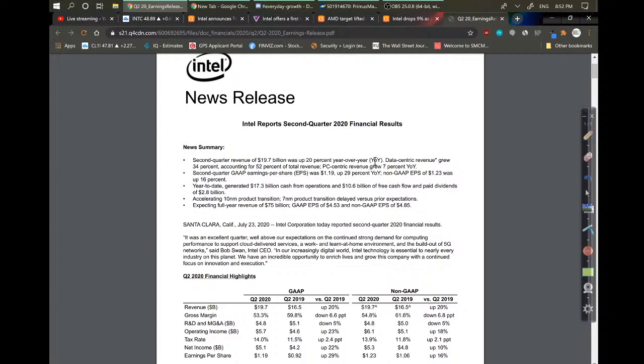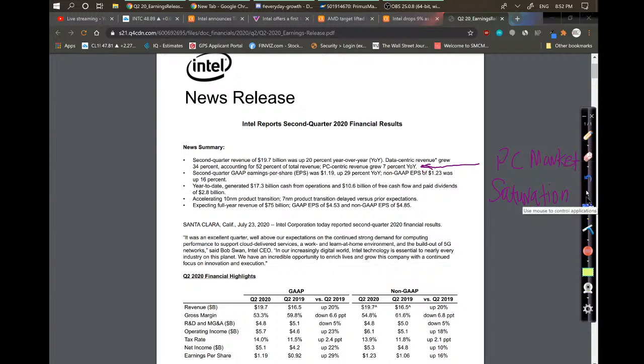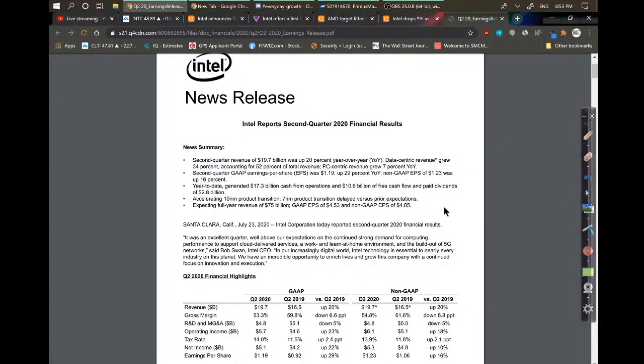PC-centric revenue grew 7%. This is important because you can see how much PC revenue grew versus the rest, which shows you that the PC market is approaching saturation. All those gamers and so on. Remember, there was a gold rush at some point for everybody to buy chips. Now that market is slowly saturating. Everybody has chips, and there's only a certain amount of chips that people will buy per year. So we're approaching full saturation with the PC market.